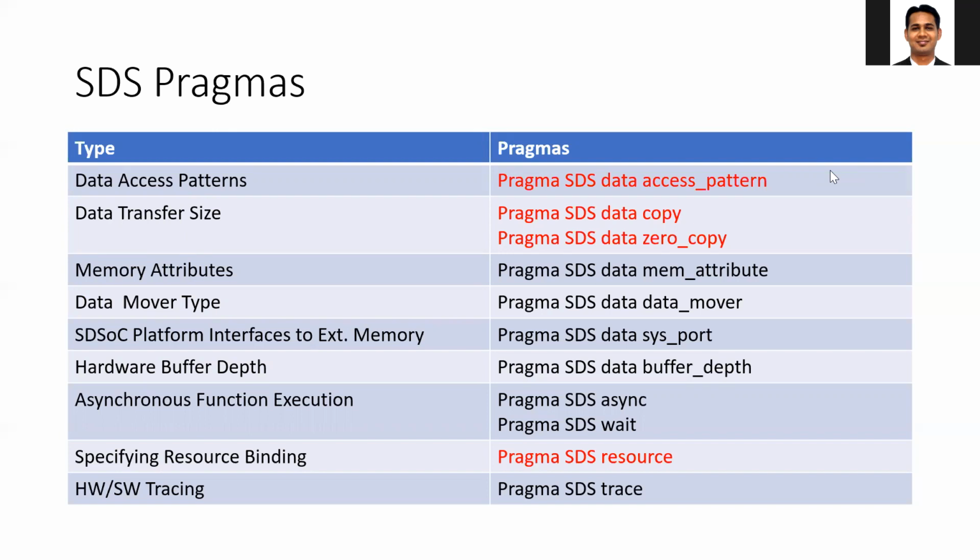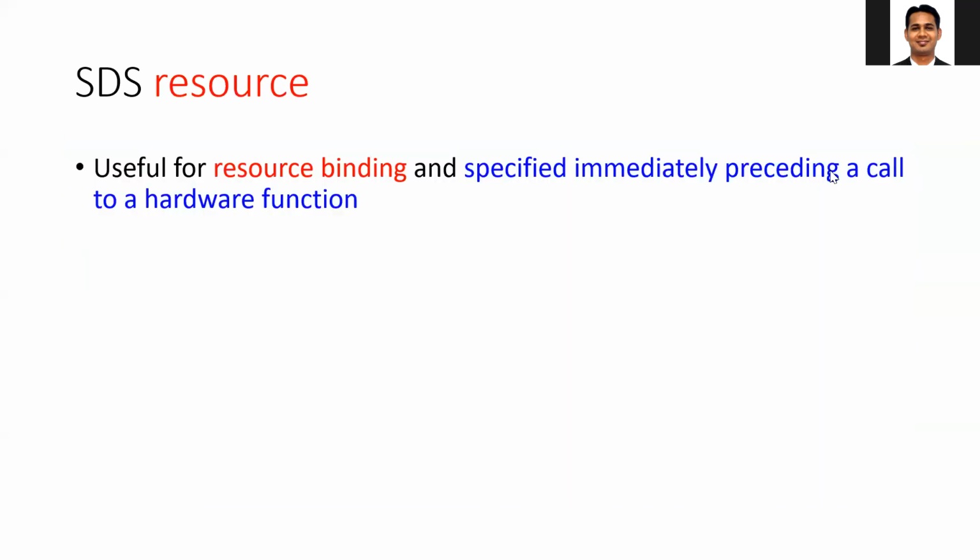So we'll start with the pragma SDS resource. It is useful for resource binding. Here resource means the unit inside the PL. For example, in the matrix multiplication code, we have implemented the entire C code for the matrix multiplication as only one IP. But why should we restrict ourselves to only one IP? Can't we implement two versions of the same code so that we can do further parallel operation? This is possible using the pragma called SDS resource.